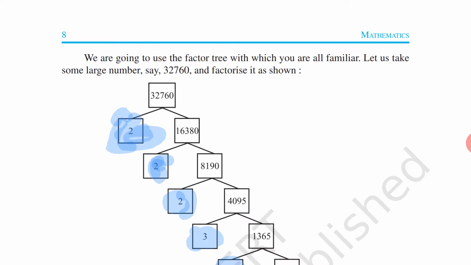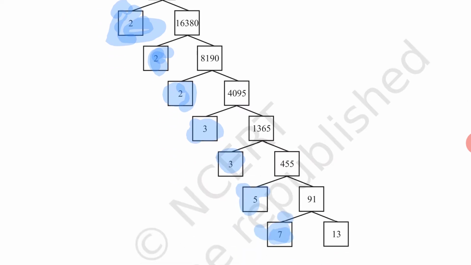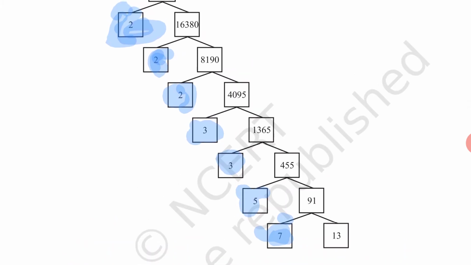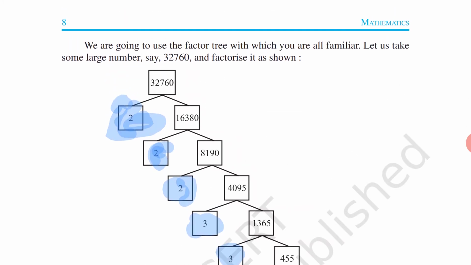Again factorize 4,095. We cannot divide this by 2, so divide by 3. So 3 multiplied by 1365. Then the factorization of 1365 is 3 multiplied by 455. Again divide 455 by 5, we get 91, that means 5 multiplied by 91. And the factors of 91 are 7 and 13, that is 7 into 13. So all this part, which is marked in blue, that is 2, 2, 2, 3, 3, 5, 7, and 13, these are the factors of 32,760.